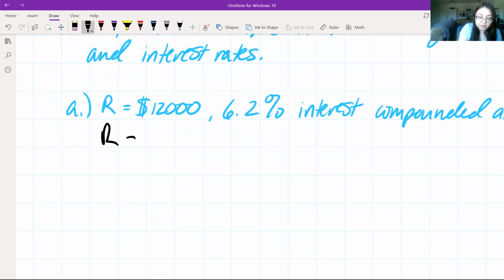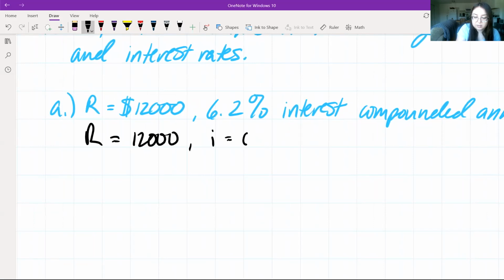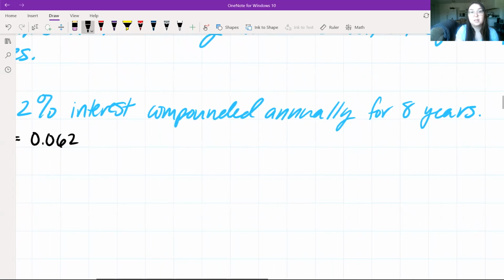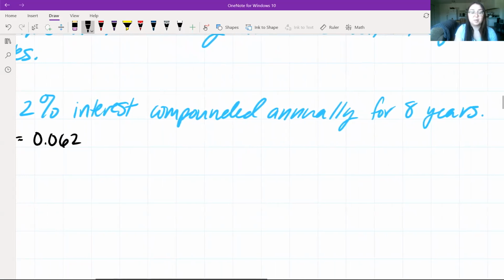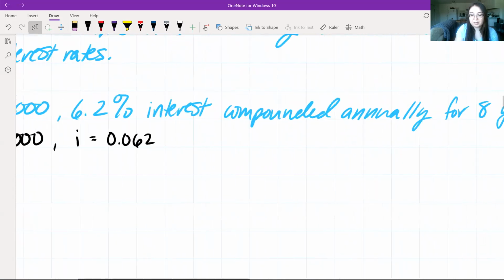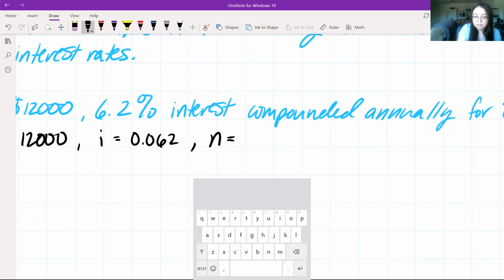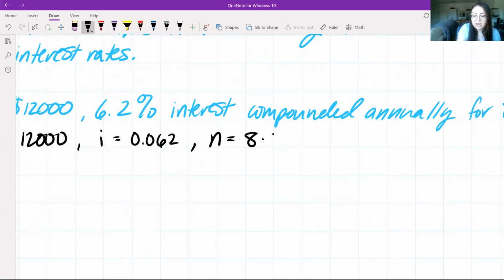So we know that R is equal to 12,000. I is going to be 0.062. Since it's compounded annually, we don't have to divide by anything other than 1. And we're compounding annually for 8 years, so we have N. It'll be 8 times annually, which is 1, so we know that N is equal to 8.